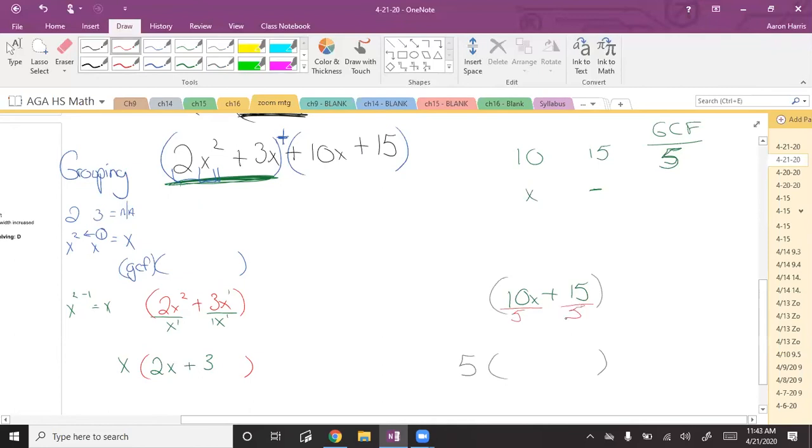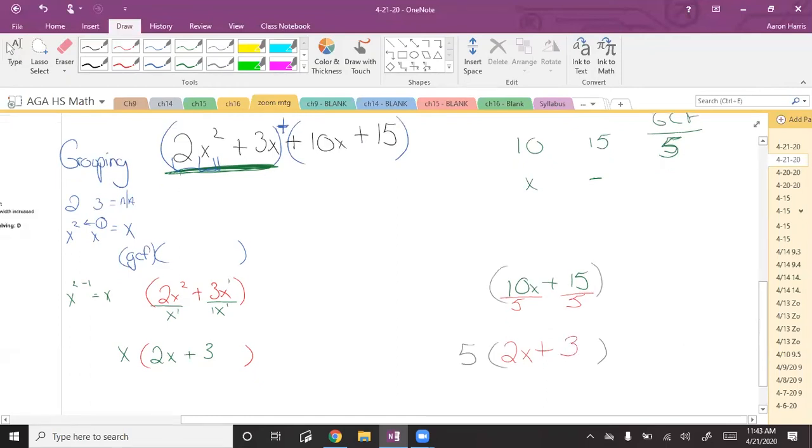You divide each term. What's 10 divided by 5? 2. Bring down the x. Plus, what's 15 divided by 5? 3. Now, look at this.